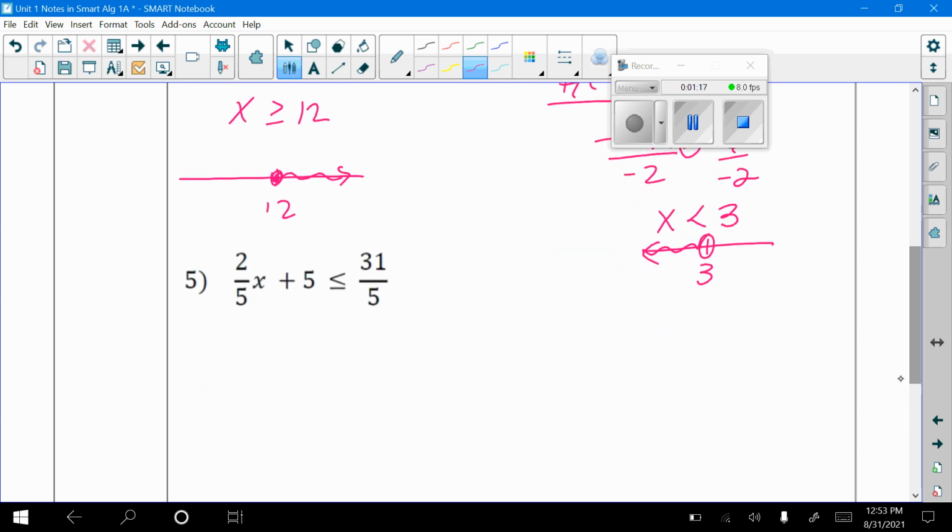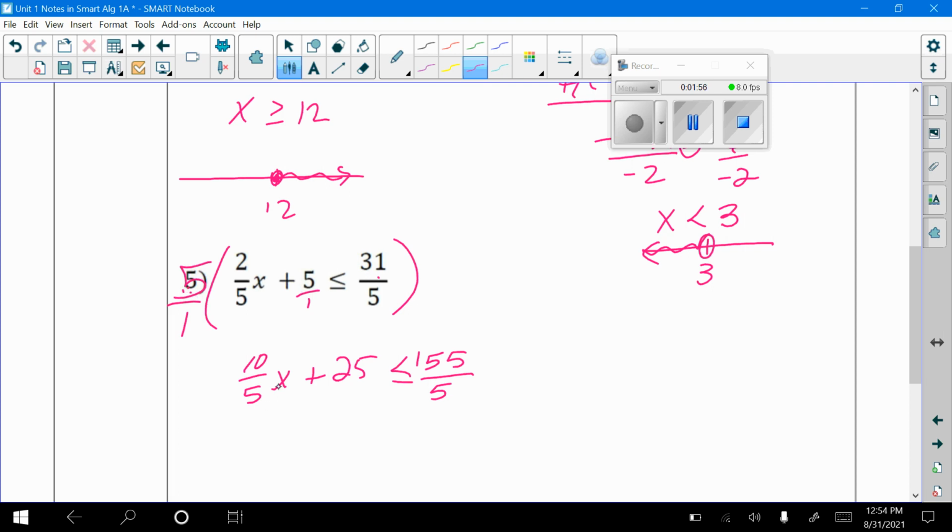And the last one, the fraction one. Now, on this one, you have a couple different options. You can either work with fractions or you can get rid of the fractions. Totally up to you. I personally like getting rid of them. I would multiply the entire thing by 5, multiplying the tops, over 1. So 5 times that would be 10 fifths x plus 25, less than or equal to 5 times 31 over 5.